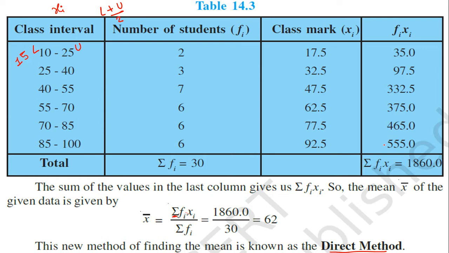Speedy calculation is required here to get the answer, because in the board exam you will not get a calculator, so you have to multiply such numbers as appear here. So sigma fixi, as you can see here, is 1860, and sigma fi is already given, that is 30. If you put all these values in the given formula, you will get the answer, which is 62. If you cancel these numbers and simplify, you will get 62. So it's called the direct method, and we have already done this last year in 9th standard.